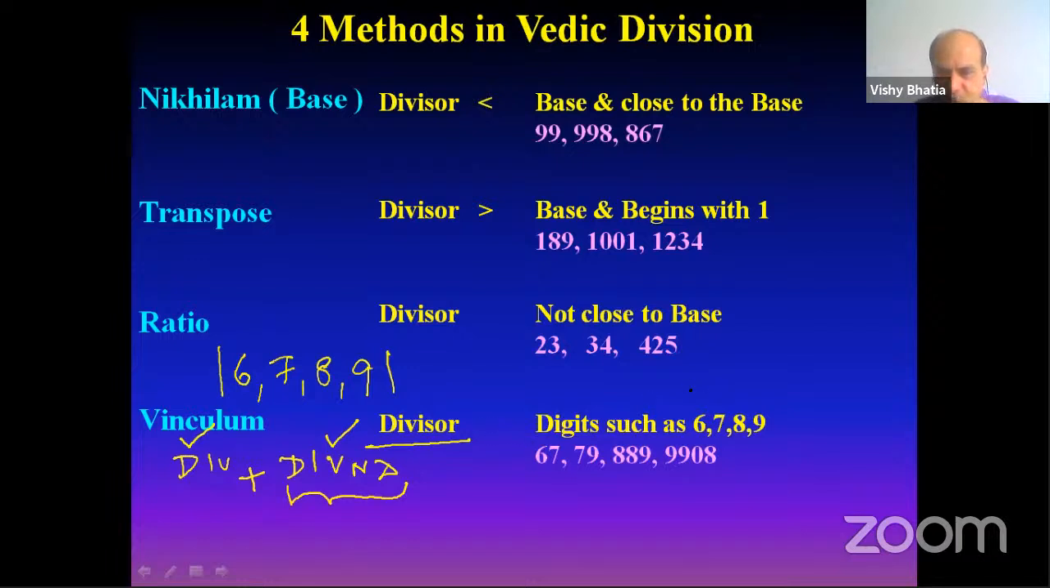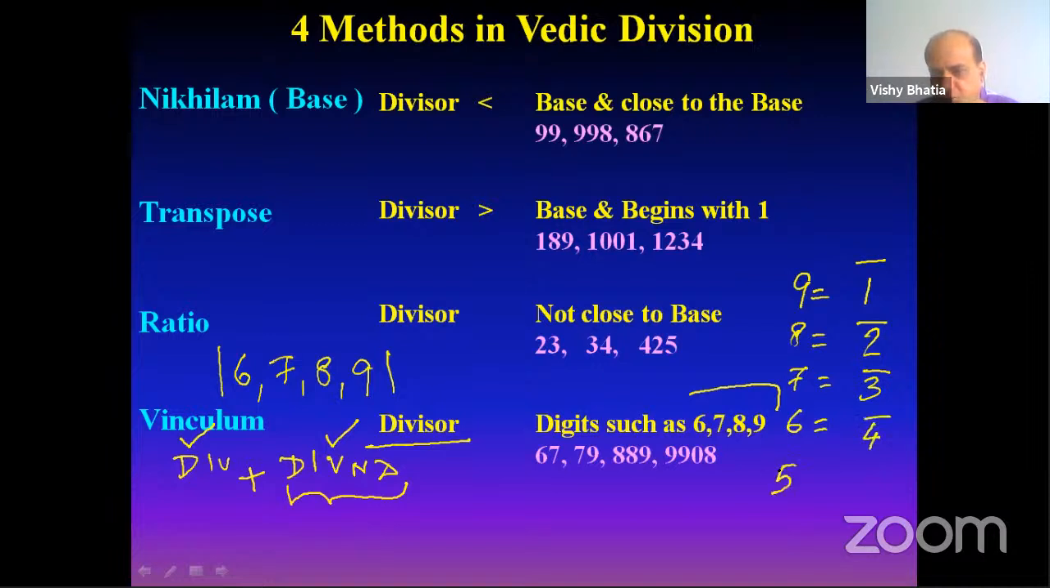Now, when the divisor has digits like 6, 7, 8, 9, we convert them into tens complements. A 9 is nothing but 10 minus 1, so we represent it by a 1 bar. An 8 is nothing but a 2 bar. A 7 is nothing but a 3 bar. And a 6 is nothing but a 4 bar. We don't vinculumize 5 because 5 is the same as a 5 bar. So we don't look at this. Only 4 particular digits are converted.